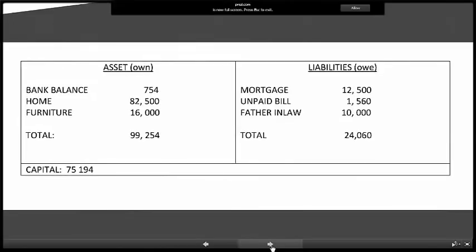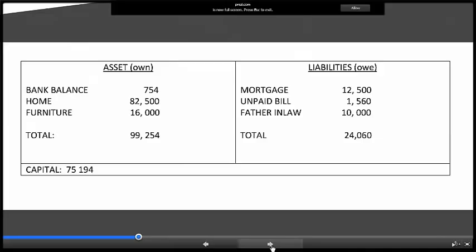Your chart should look like this. The bank balance, home, and furniture are all assets as it's all stuff that Claude owns that has a monetary value. His mortgage, the unpaid bill, and the amount of money that he owes his father-in-law are all liabilities because it's items that he owes to others. It's money that he owes to others. Below you'll see Claude's capital and how much he is actually worth.